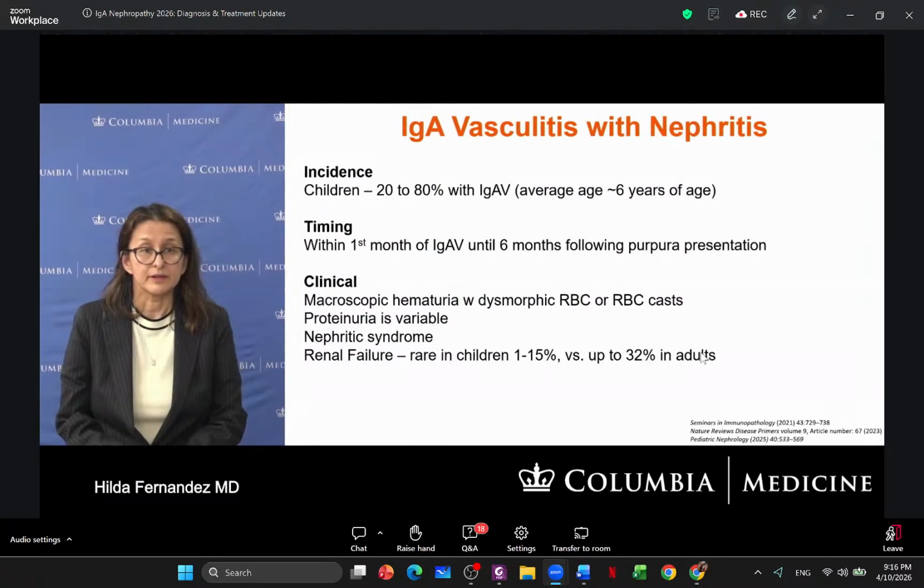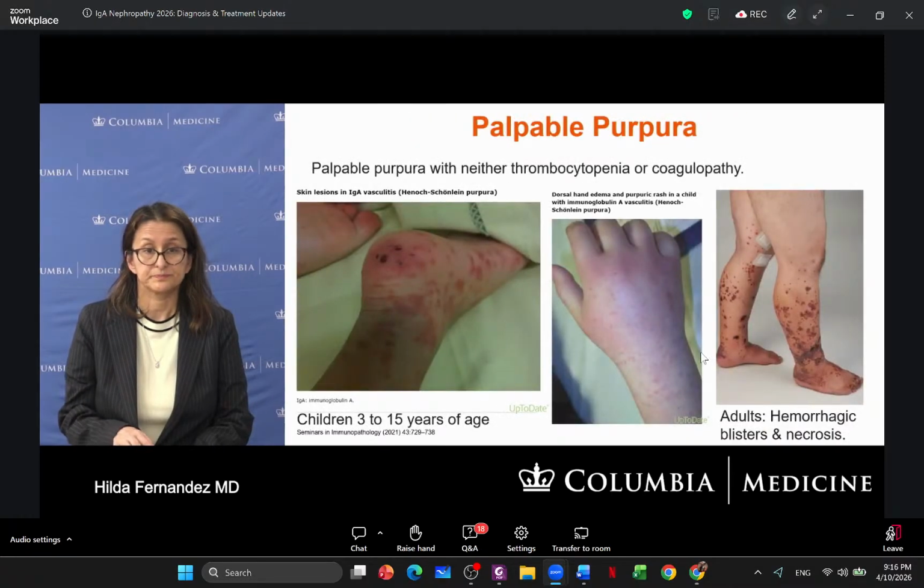Incidence, again, is up to 80% in patients that have had IgA vasculitis, and mean age is about 6 years. Timing is usually within a month of vasculitis until 6 to 12 months following the purpura presentation. Clinically, they show macroscopic hematuria with dysmorphic RBCs or RBC casts. Proteinuria, again, is variable. They can have a nephritic appearance with hypertension, and renal failure is quite uncommon. It's very rare, maybe 15% in children and up to 32% in adults.